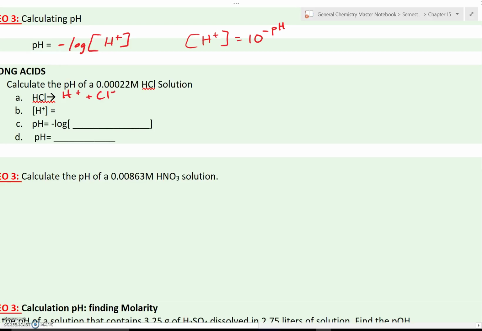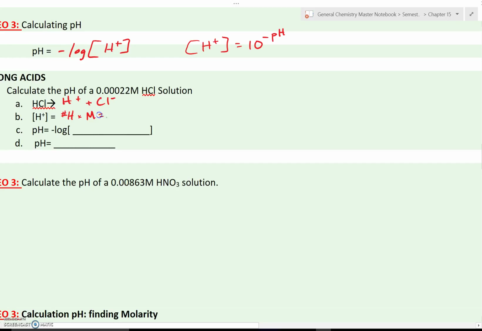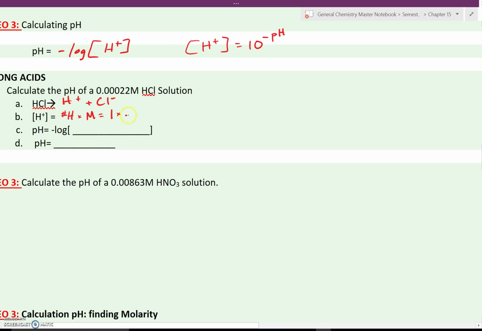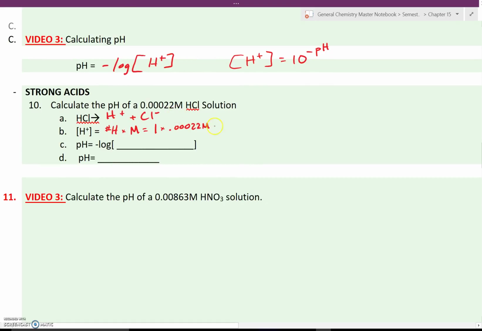And so our hydrogen ion concentration, remember our equation for it, is the number of hydrogens created multiplied by the molarity of that solution. In this case, the number of hydrogens created is just one hydrogen, and we multiply it by our 0.00022 molar solution, giving us, you guessed it, 0.00022 molar H plus.